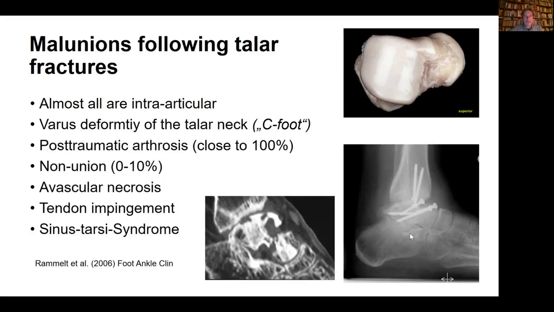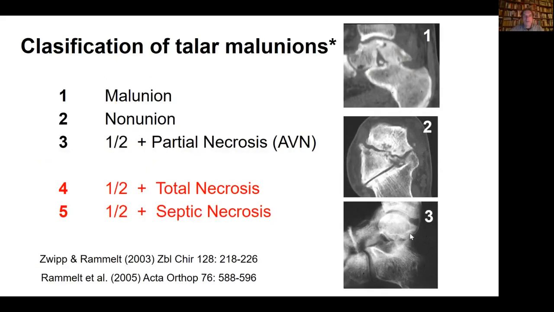And then, of course, we will have a whole bunch of soft tissue problems around the talus if there is a malunion. So Professor Zwipp, who was my mentor, and I tried to do a simple classification also of the talar malunions. Sorry for the missing S. And so type 1 is a malunion. So at some part of the joint or of the body, there is a malunion, but it's solid.